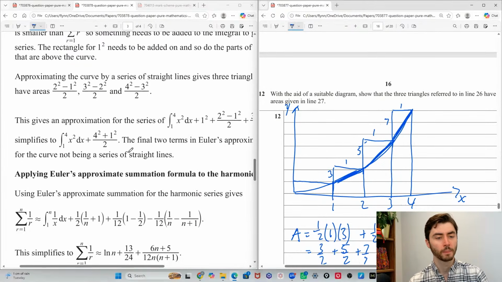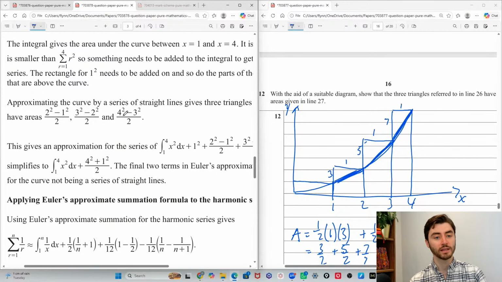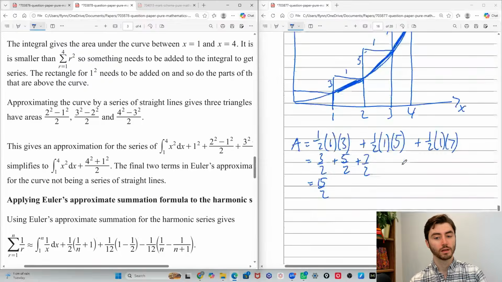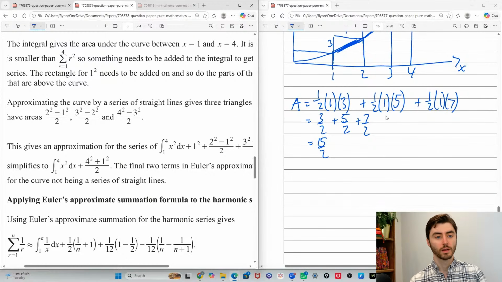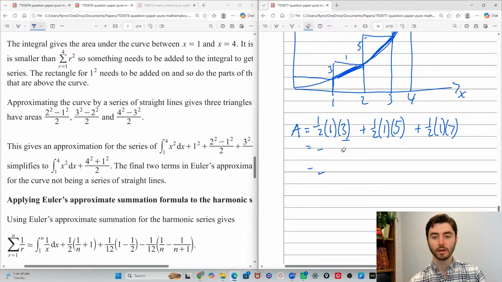Well, let's look at that. What is line 27? Oh, I did that. That's what I did. Because that's where that 3 comes from. That 3 is the 2 squared minus 1 squared. That 5 is the 3 squared minus 2 squared. And that 7 is the 4 squared minus 3 squared. All the widths are 1, and they're all a half. So in fact, what I should do, let me come back to here. Okay, so that wasn't as bad as I thought.